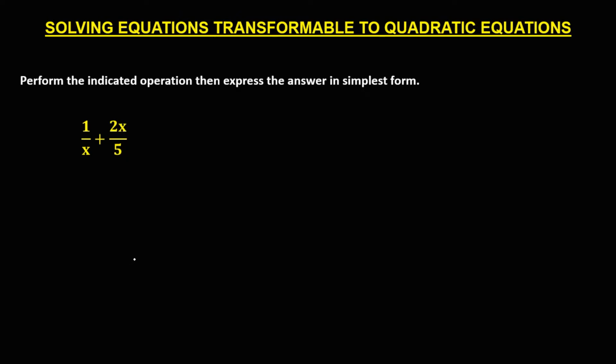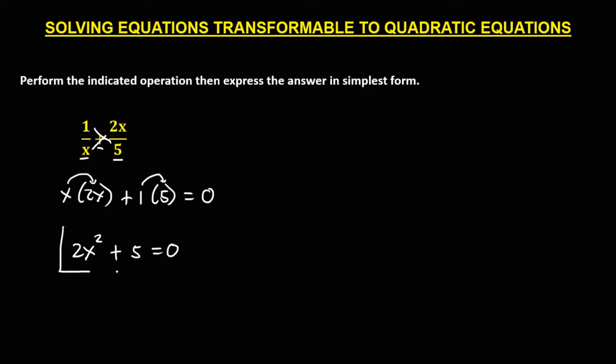Then we have this given, so perform the indicated operation, then express the answer in simplest form. Since we only have these two rational expressions, we can use cross multiplication. So multiply x times 2x, so we have x times 2x, then plus 1 times 5, then equals 0. Then simplify. x times 2x is 2x squared, then plus 1 times 5, this one is 5, then equals 0. So this is now the quadratic equation.